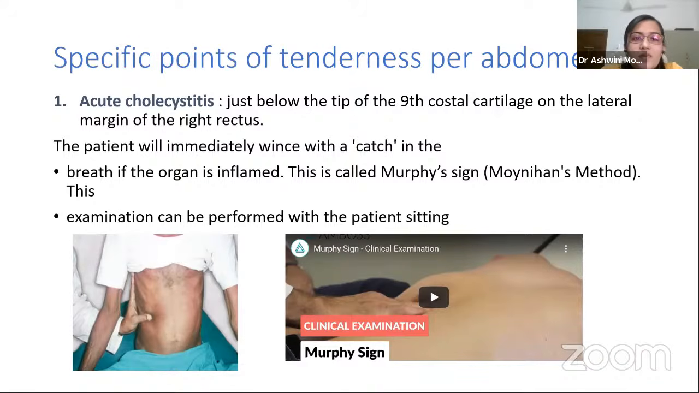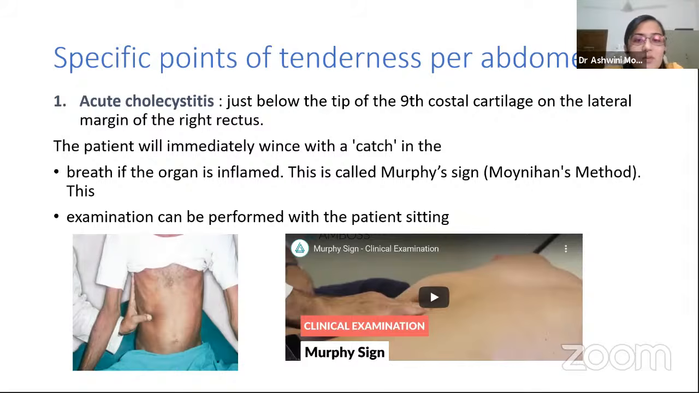First is acute cholecystitis. Just below the tip of the 9th costal cartilage, on the lateral margin of the right rectus muscle, there will be a tender point. Here it is. So this is the rectus muscle, this is the midline, this is the rectus muscle. Here probably is the 9th costal margin, 9th rib. So this point will be the tender point for acute cholecystitis. The patient will immediately wince with a catch in the breath if the organ is inflamed. This is called Murphy's sign or Moynihan's method.